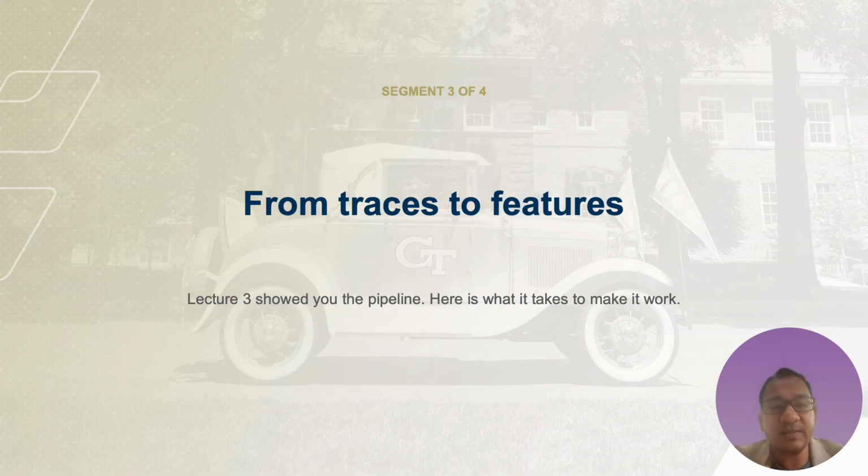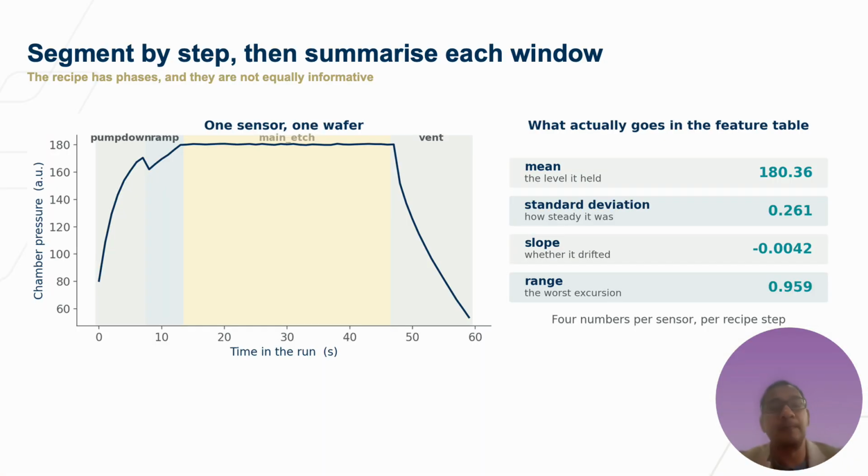Segment 3, from traces to features. Lecture 3 gave you the pipeline in one slide. Segment by recipe step, summarize each window, chart the summaries. Today I want to show you what it takes to make that actually work, because each of those three words hides a decision. Here is one sensor on one wafer, chamber pressure, 60 seconds.